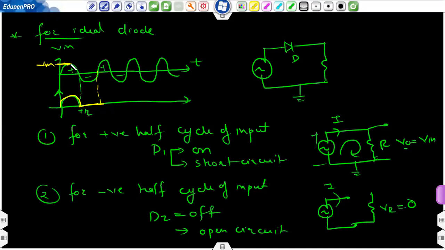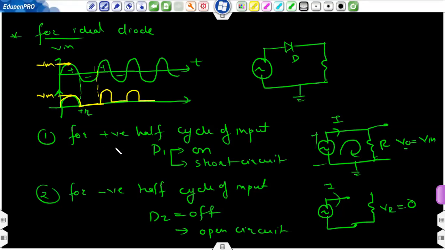This is the maximum value at this point, Vm. So this will also be equal to Vm. Again, the positive cycle will appear, and the output will follow the input, then 0. Like this. So a very simple operation is there.